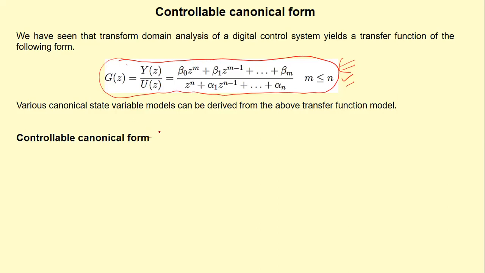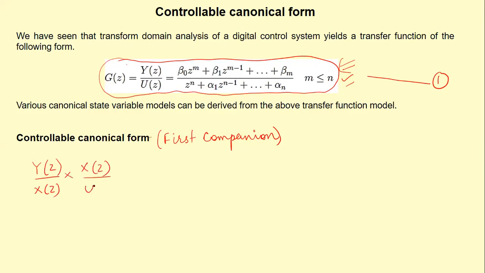The first is the controllable canonical form, which is also known as the first companion form. There is a particular procedure for deriving the state space model of the given transfer function. Let us say this is equation number one. We can derive the state space by bifurcating the given transfer function into two parts: Y(z)/X(z), and X(z) into X(z)/U(z).